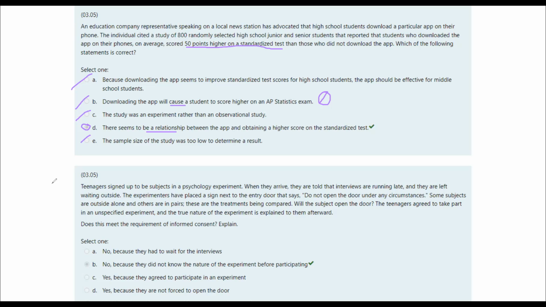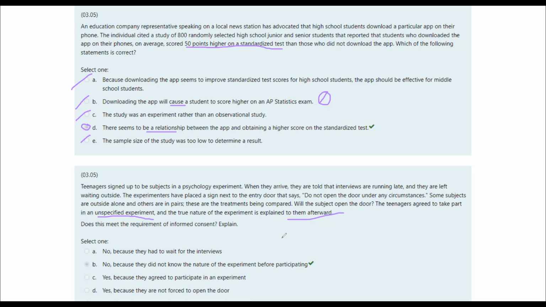The teenagers agreed to take part in an unspecified experiment, and the nature of the experiment is explained to them afterward. So it's an unspecified experiment. They're told after. That's called a debrief. I get mixed up because I've made some AP psychology videos too. I don't know if debrief is something you need to know for AP statistics, but I'll just say it anyways. Debrief is when you tell someone what was happening after. So after you're done with the experiment, you tell the person, okay, this is what I just did. And then they're like, ha ha ha. They might not have exactly known, but unspecified.